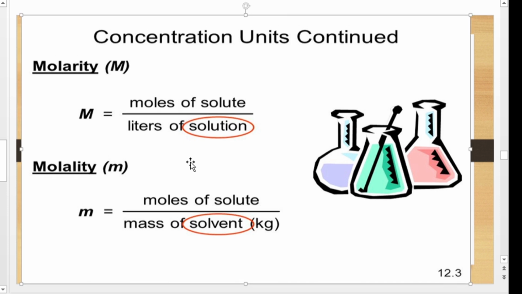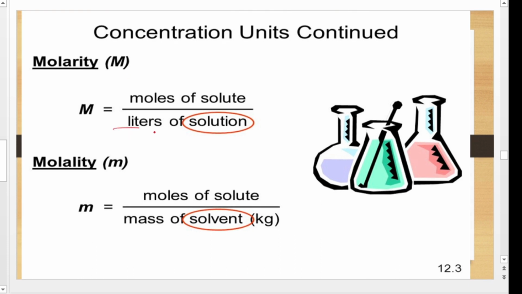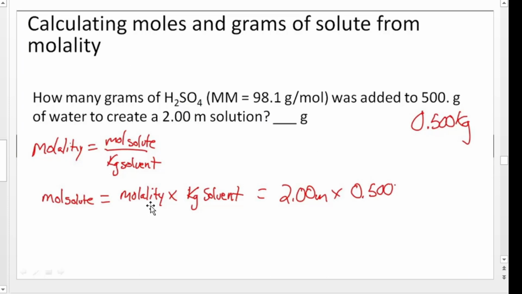Be careful with this. Again, I'm repeating that molarity stands for volume of the solution and it has to be in liters, whereas molality stands for mass of solvent. So if mass of solution is given to you, you need to subtract the mass of solute from that.